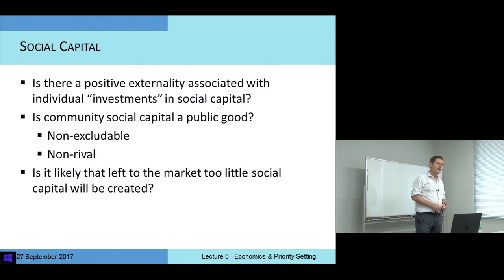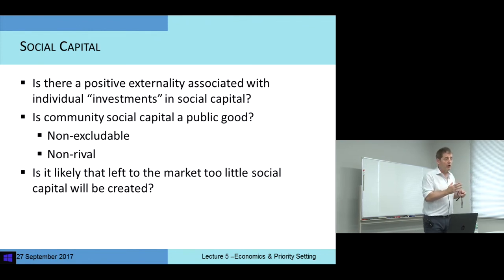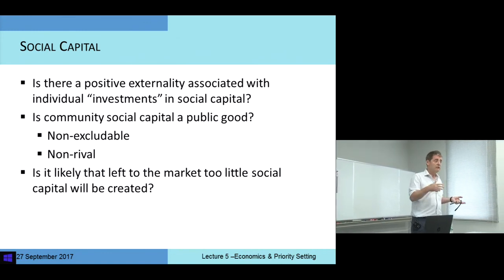What do you think? Not so much should governments get involved. Let's take the prior question. If we leave it to individuals, individual firms, individual consumers to make the decisions, will we get the right amount of social capital, or will we get too little, too much?